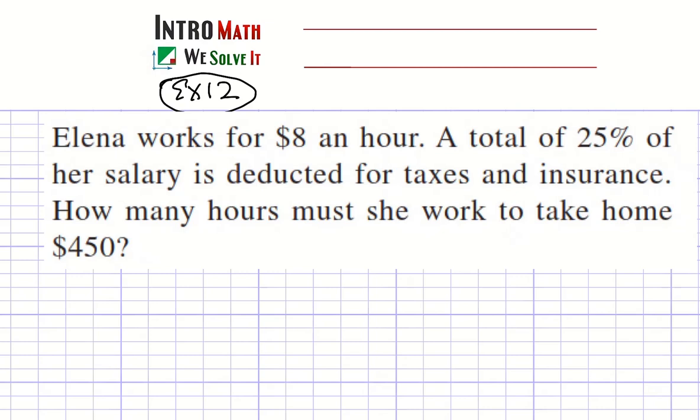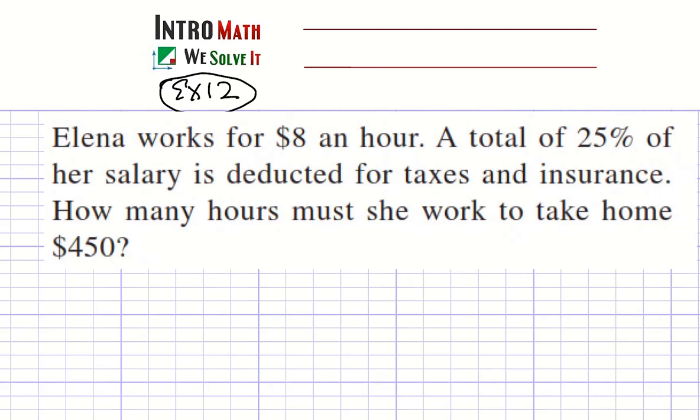I mean, almost all of us understand this kind of problem. When you work, they deduct different kinds of things from your pay. The first thing is taxes. The second thing, if you have insurance through your job, they deduct for that too. If you are in the union, they deduct for that too. So there is a lot of deduction going on. But this one says 25% of her salary is deducted for taxes and insurance. How many hours must she work to take home $450?